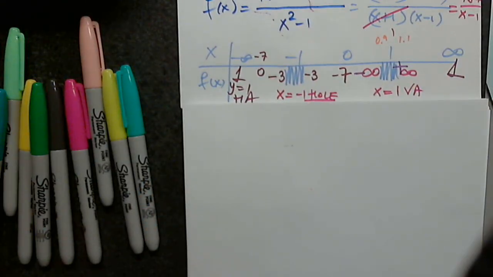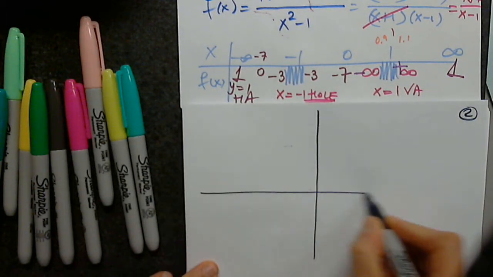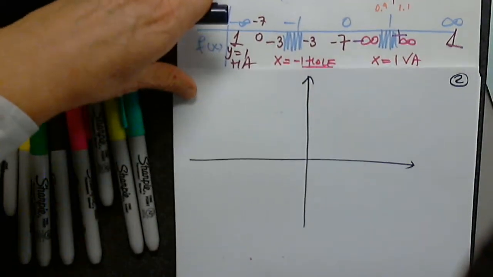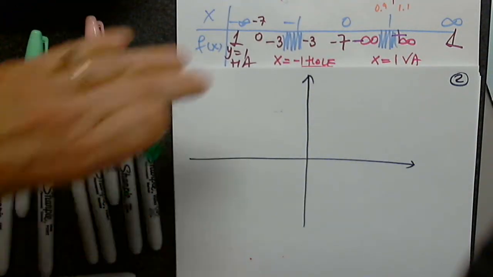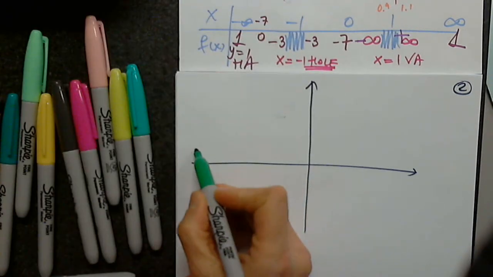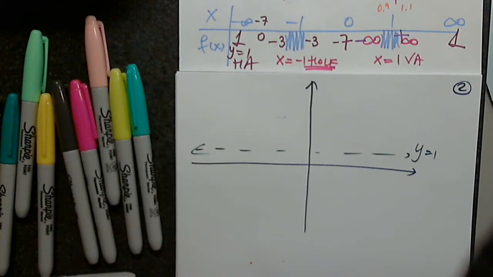When we graph functions with asymptotes, what do we have to graph first? The asymptotes, yes. Very good. So, I'm graphing y equals 1. Remember, a function can cross the horizontal asymptote, but never the vertical asymptote. Okay. So we have the vertical asymptote at 1.